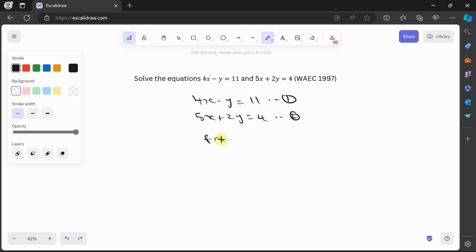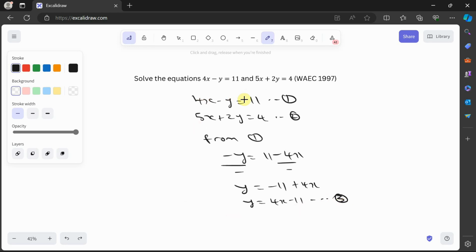So from equation 1, I will say minus y is equal to 11 minus 4x. I want to make y stand alone, so I'll just divide both sides by minus 1. That will be y is equal to minus 11 plus 4x, or I could say y is equal to 4x minus 11. I can change it like that. So this is equation 3. Because I got y from equation 1, I'll substitute equation 3 in the other equation, which is equation 2. I can't go back and substitute into equation 1. That is nonsense.